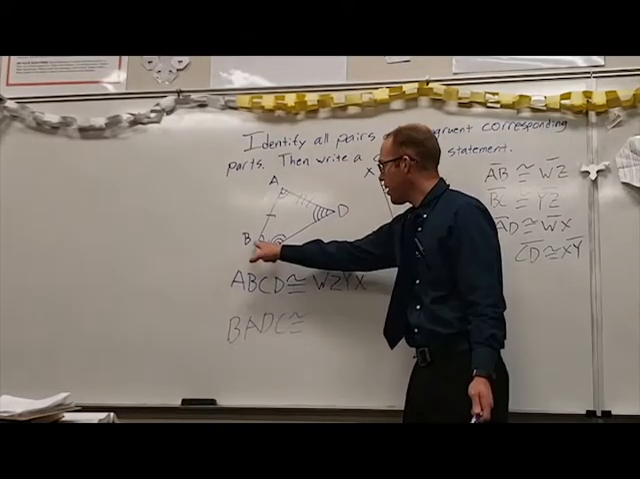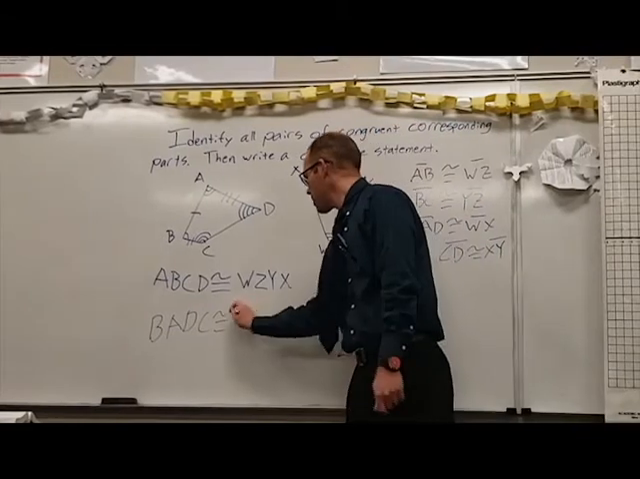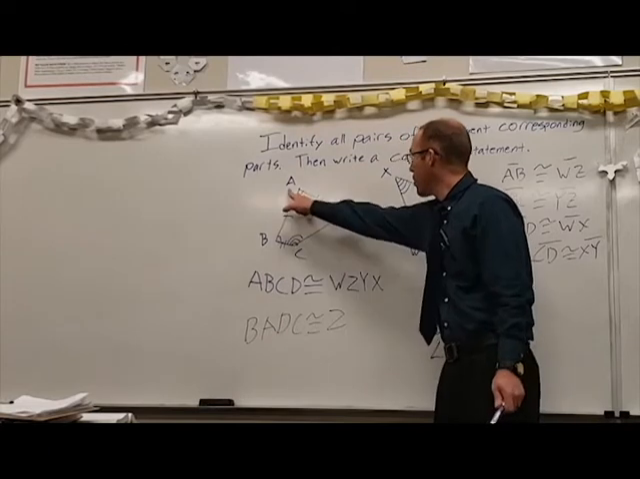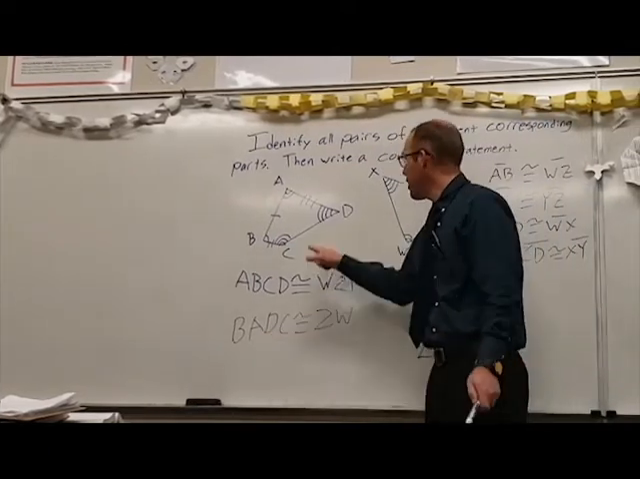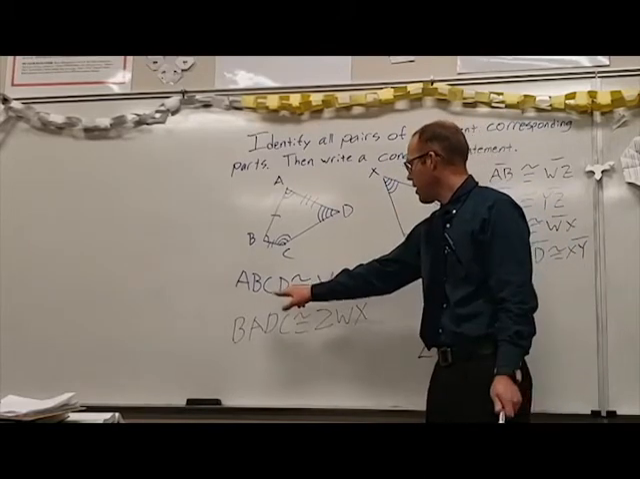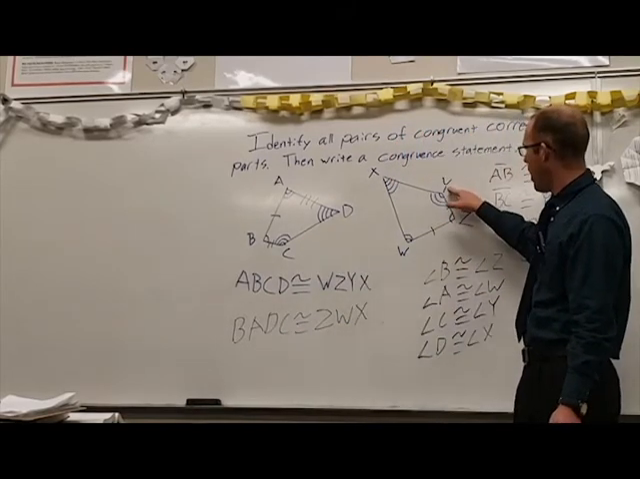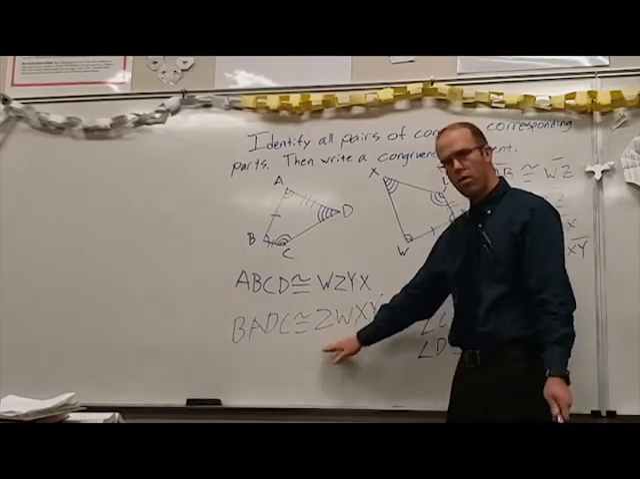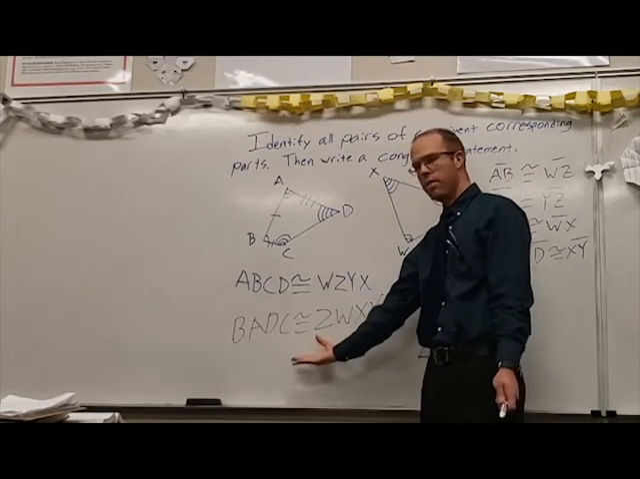So B has 1 arc. Z has 1 arc over here, so Z is going to come first because we wrote the B first right here. A corresponds with W, so W is going to come next. D corresponds with X, so X is going to come next. And C, lastly, corresponds with Y, so Y is going to be our last one. So this is a new name for this congruent statement right here. Equivalent statements, this polygon just has a new name.